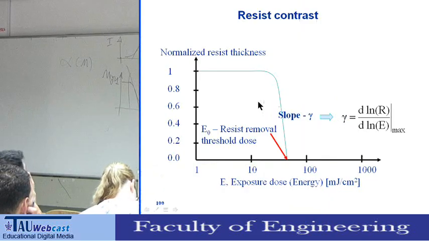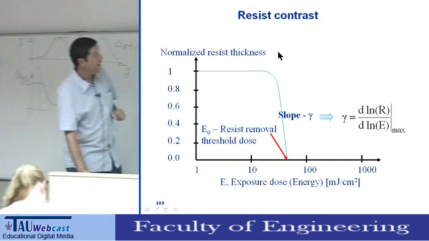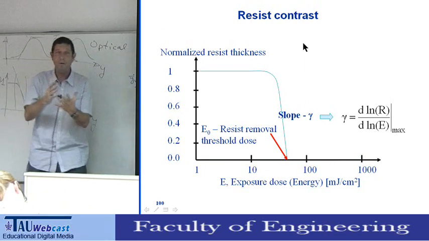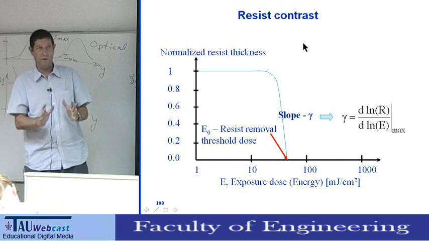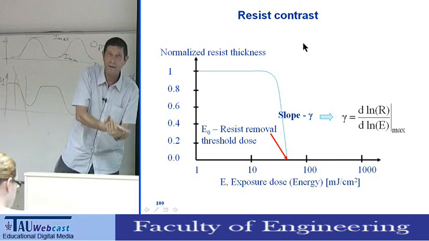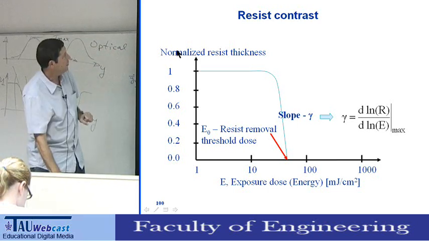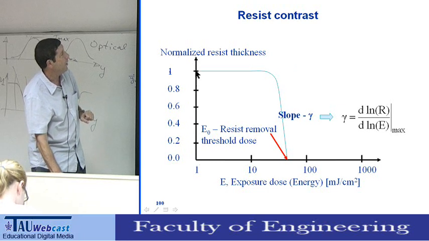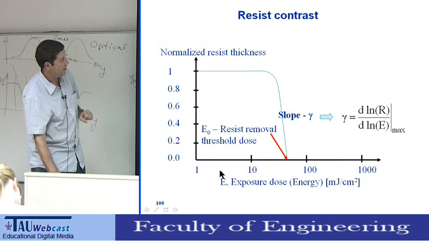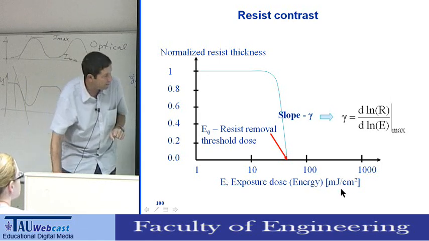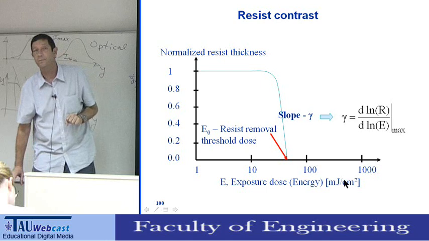So this was a complicated slide, and now we go to the result. The result is that, if you remember, we deal with a positive photoresist. In a positive photoresist, where we illuminate the photoresist, we remove it. So here, this is a function of a normalized resist thickness. Initially, it's equal to 1. It's normalized. And this is the dose, E, exposure dose in energy. Typically, it's given in millijoule per centimeter square.